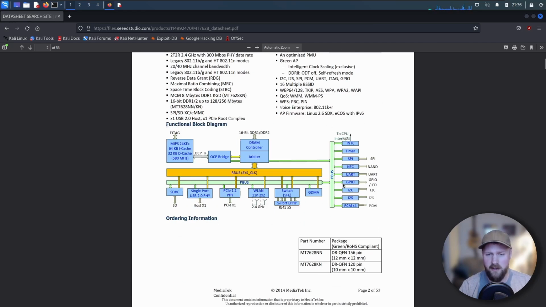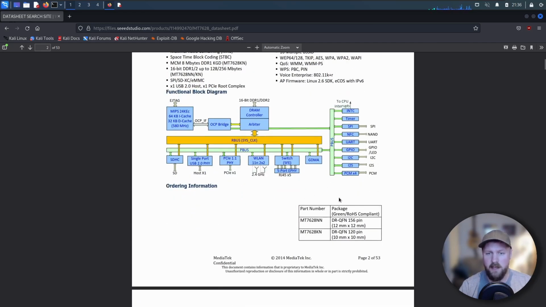So if we just scroll down a little bit here, this is something that's common in data sheets in that a data sheet will be for a few different part numbers that are very similar, but they'll have different packages. And the package that we're looking at, you'll see the part number is this one ending in NN. And then our package is this DRQFN 156 pins. So the last part, this is just how many pins are on that actual chip. And then this DRQFN, this denotes the actual package of how the chip is laid out.